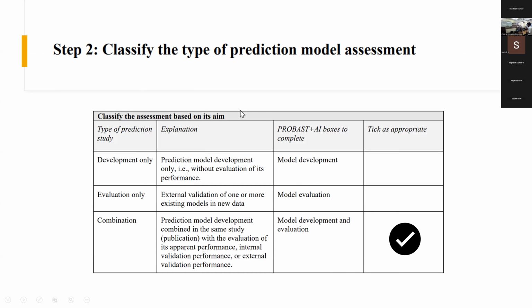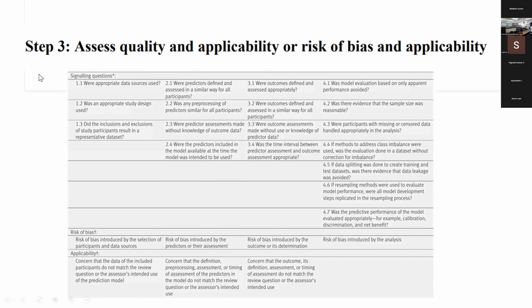So the second step is to classify the type of prediction model. Our study is both a development model and an evaluation model, so we'll be using the combined checklist to critically appraise the study. These are the signaling questions that we'll be answering: one for the participant-level data, one for the predictors, a third for the outcome, and a fourth for the analysis.